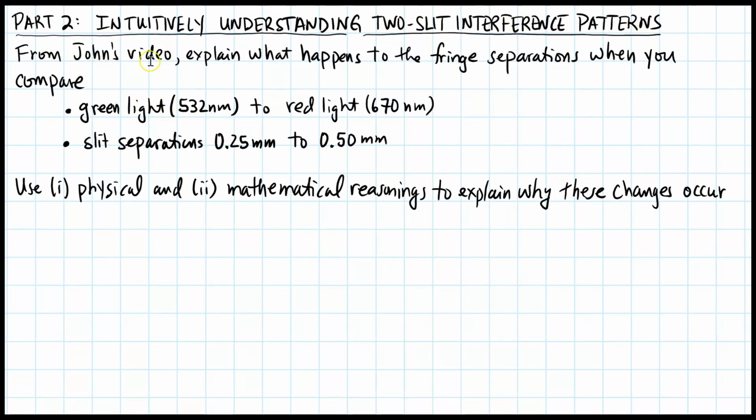Part 2, Intuitively Understanding Two-Slit Interference Patterns. From John's video, explain what happens to the fringe separations when you compare the wavelength of green light to red light. How do those patterns change? And then compare the pattern between a slit separation of 0.25 to 0.5 millimeters. How do those separations change? Use physical and mathematical reasonings to explain these changes and why they occur.